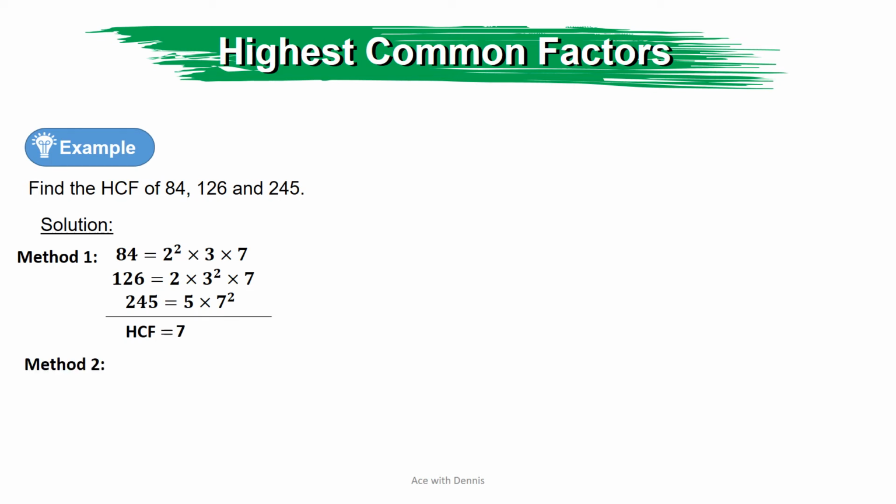We can also use method 2 to find the HCF of these 3 numbers. First, we write these 3 numbers like this, and these 3 numbers only have one common divisor, which is 7. We get 12, 18, and 35. There is no more common divisor for 12, 18, and 35. Therefore, the HCF for 84, 126, and 245 is 7.